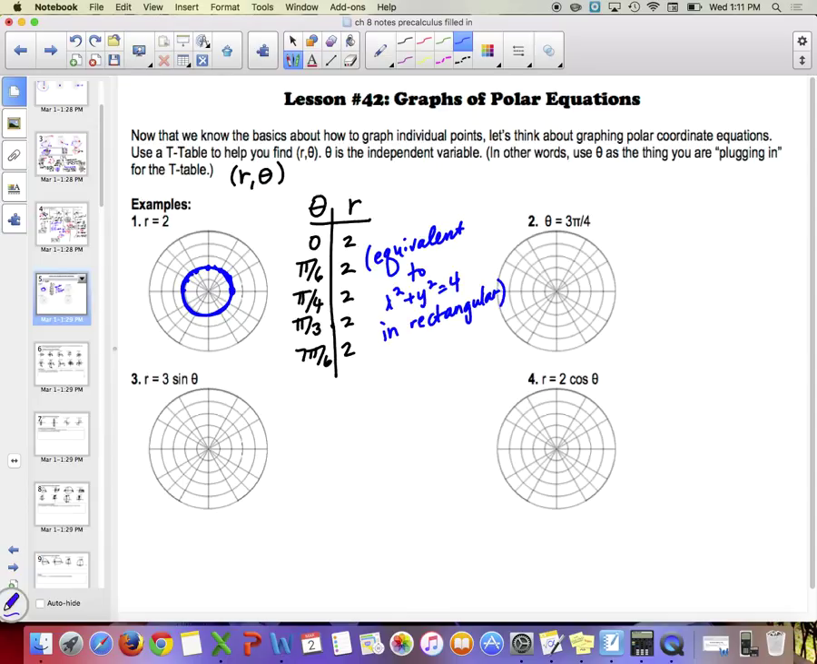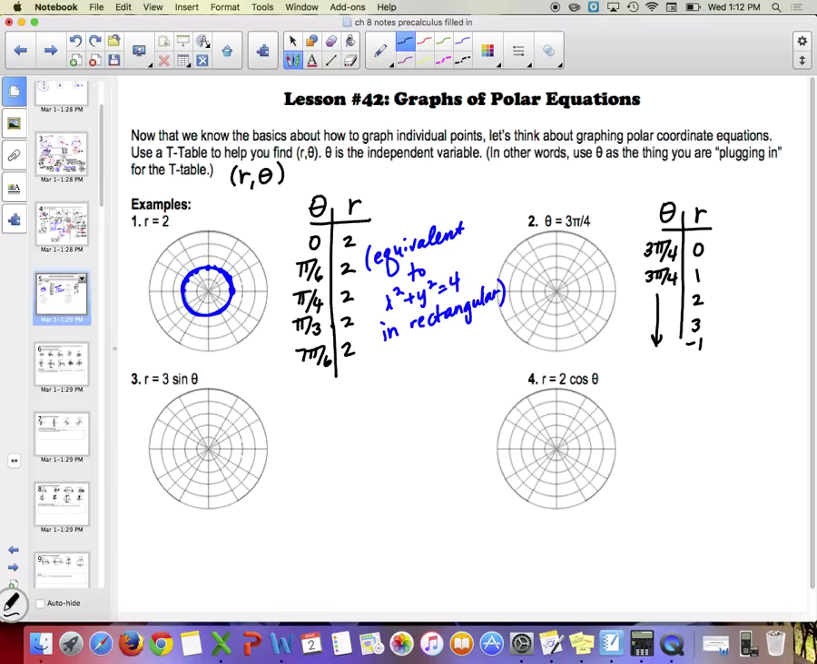All right, so now what if theta is equal to 3 pi over 4? It's saying your input theta is always 3 pi over 4. That's kind of weird to think about. It means your radius could be 0, 1, 2, 3, or negative 1, negative 2, negative 3. But your angle is always 3 pi over 4. That's what we're saying.